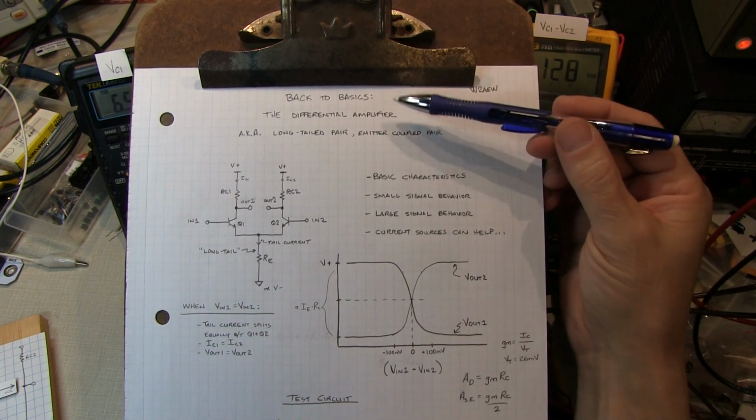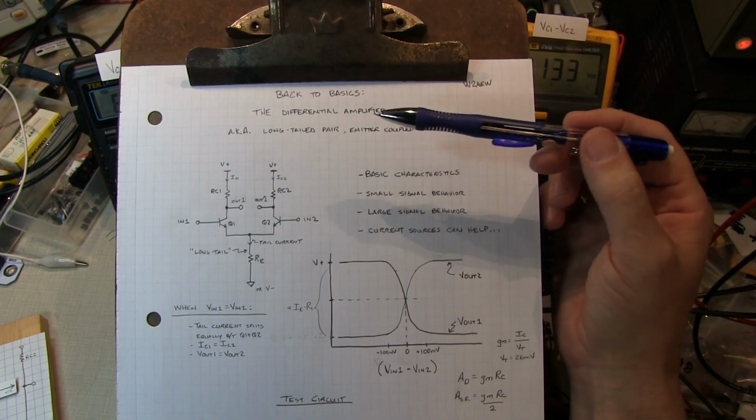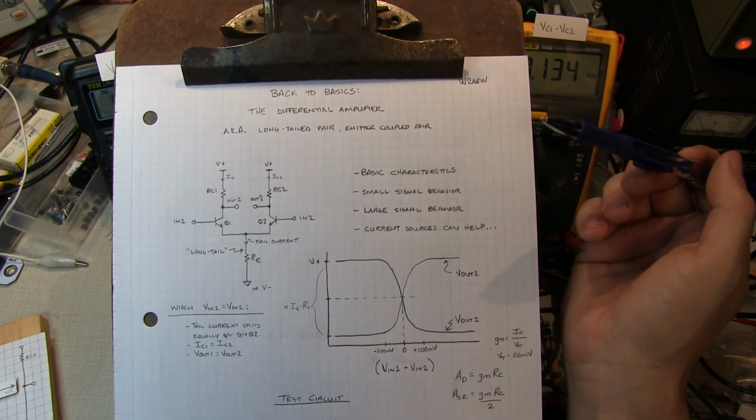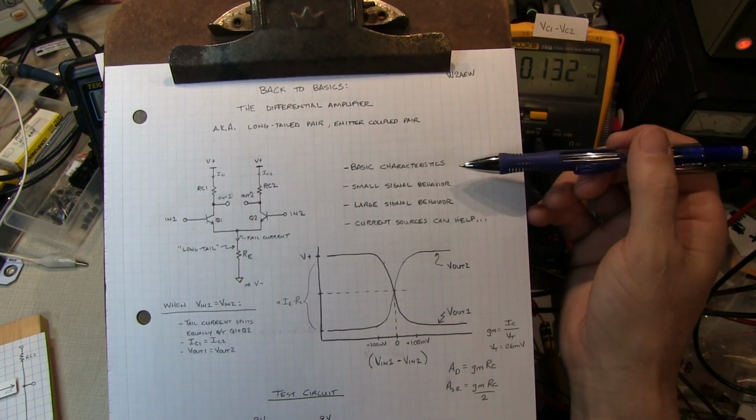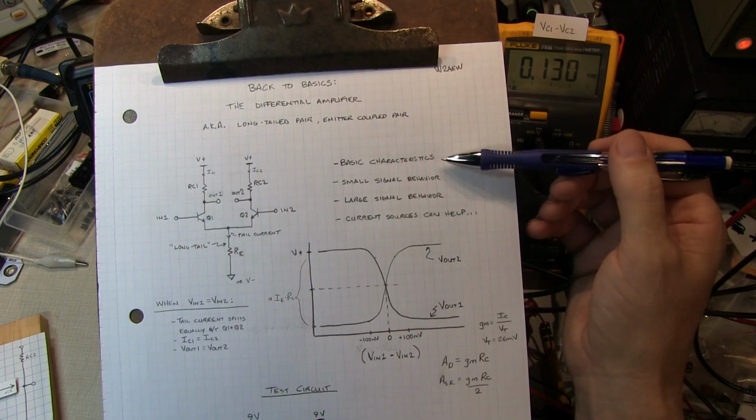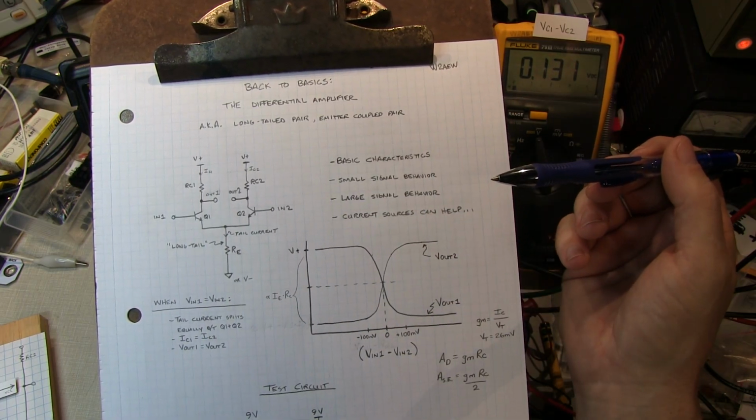Okay, today we've got another back to basics topic on the diff amp, or differential amplifier, also known as a long-tailed pair or diff pair or emitter coupled pair. We'll talk about the basic characteristics. I'm going to avoid getting into all the math and things like that, but just show the practical details of how this circuit operates and how it's used.